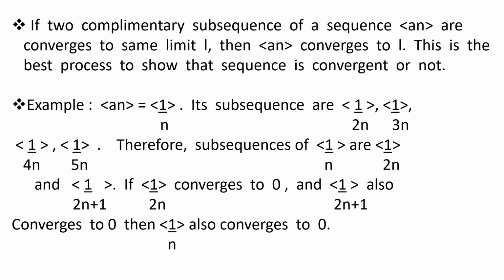If two complementary subsequences of a sequence {an} converge to the same limit L, then the sequence {an} converges to L. This is the best process to show whether a sequence is convergent or not. Now let's take an example. The sequence {an} = {1/n}. Its subsequences are {1/2n}, {1/3n}, {1/4n}, {1/5n}. Here the subsequences of {1/n} are {1/2n} and {1/(2n+1)}. If {1/2n} converges to 0 and {1/(2n+1)} also converges to 0, then {1/n} also converges to 0.